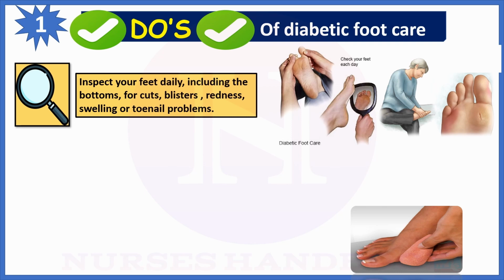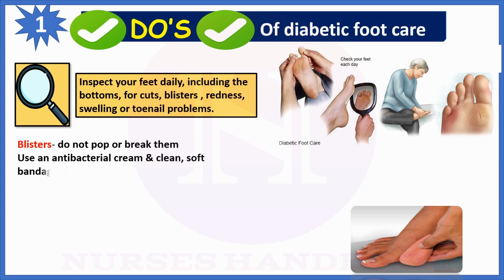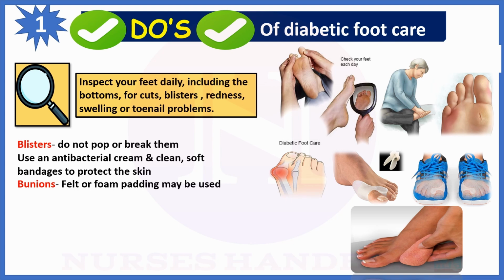If you have blisters, do not pop or break them as they can cause infections. Instead, one can use antibacterial creams, always keep the blisters clean, and one can use soft bandages to protect the skin. Now, what to do in case you are having bunions? One may use felt or foam paddings, as you can see here. If it causes severe pain, do not go for any self-medication, rather consult your physician.